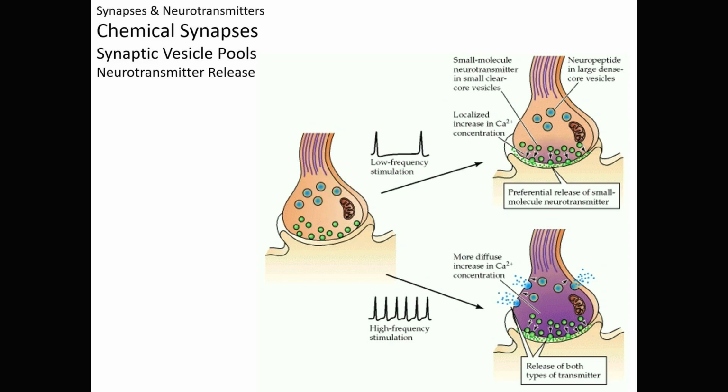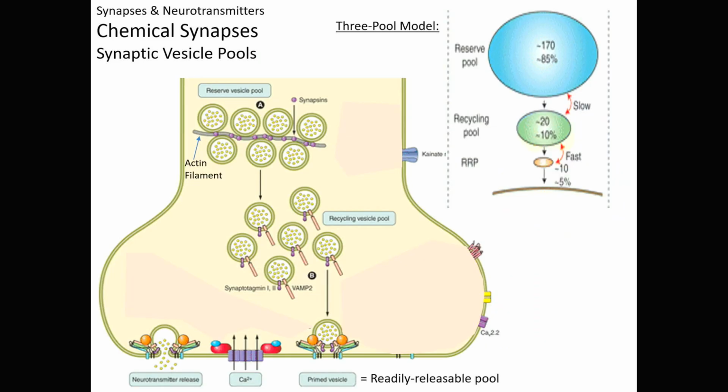Again, and I'll go back a slide here because I didn't really emphasize this perhaps as much as I should have. Note too that they didn't just draw these pools willy-nilly in space. The readily releasable ones are docked at the membrane. The recycling pool vesicles are just a little bit further back from the membrane, but the reserve vesicle pools are quite a bit further away. This drawing actually represents the spatial localization of these vesicles as well.